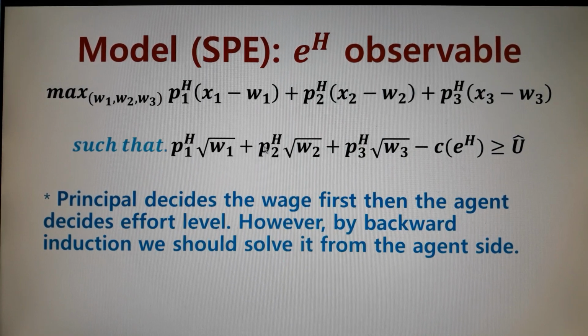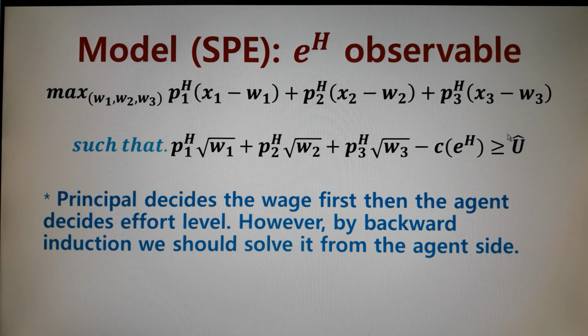And P2H is the probability for X2 to happen when the effort level is high. Then for X2, you would get W2 as a wage. Likewise, P3H is the probability that X3 happens, in our case 9 million, when effort is high. And we already know P3H is half, P2H, P1H is a quarter. Okay, so this is the expected utility from the wage, minus, we know there is a cost for the high effort level, 600 in our case, minus 600. This is the net utility for the agent when he accepts the wage suggested by the principal and exerts a high effort level. That should be bigger than the reservation utility.